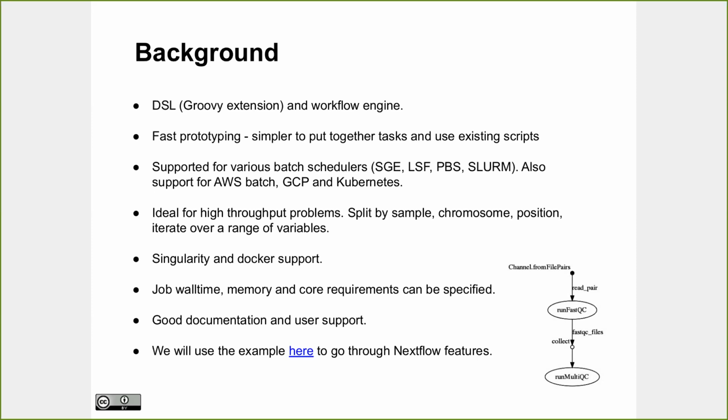You can also create a pipeline designed to run locally on your system, and then port it over to an SGE, LSF, PBS, or Slurm cluster. It also has support for AWS Batch, GCP or Google Cloud Platform, and Kubernetes. It's ideal for high throughput problems where you need to split by sample, chromosome, position, or iterate over a range of variables. It has Singularity and Docker support, so it allows for reproducibility.